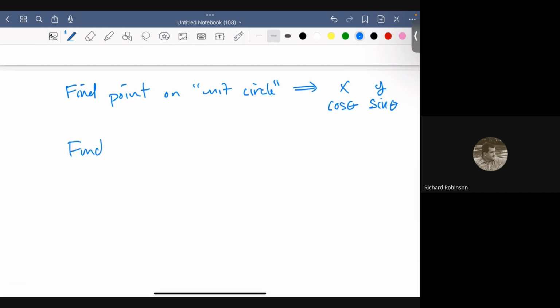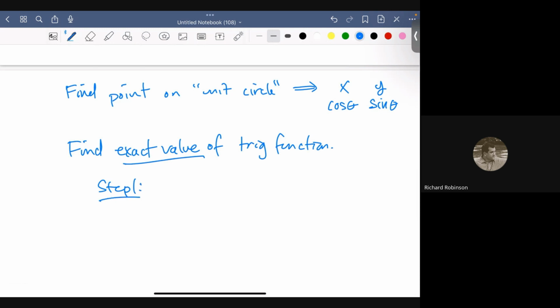Then it says to find the exact value of a trig function. So what is step 1, Caden, if I'm trying to find the exact value of a trig function? Step number 1. Ava, step number 1. Rowan, step number 1 to find the exact value of a trig function. What did we say step 1 was when we did it a bunch of times? What was it, Mia?